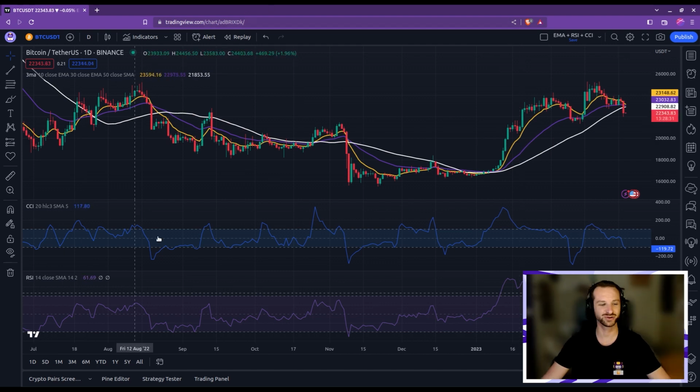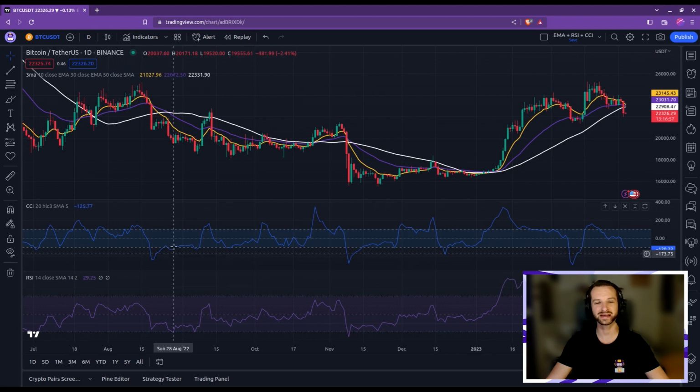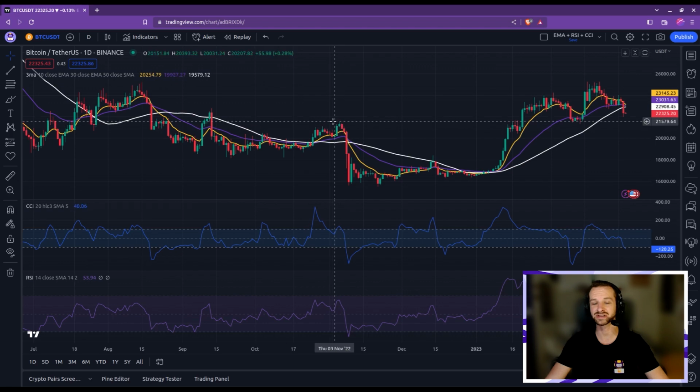To this, I added two other indicators: the CCI, the Commodity Channel Index, which measures the difference between the price and its historical average, and the RSI, the Relative Strength Index, which compares the strength of the asset on days when the price goes up to days when the price goes down. So what are these two beasts and why are they important?